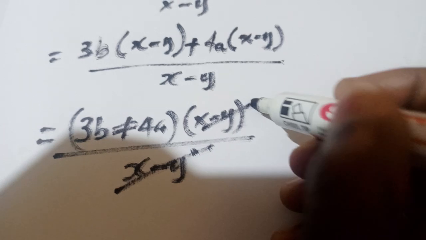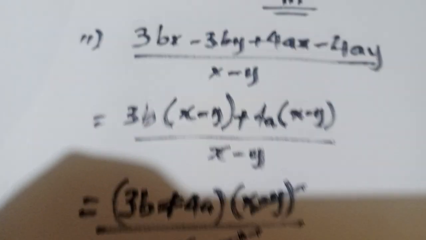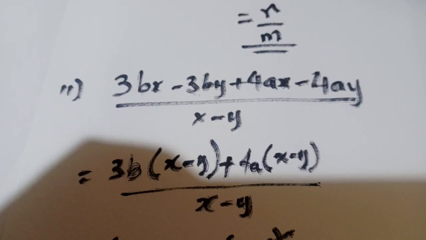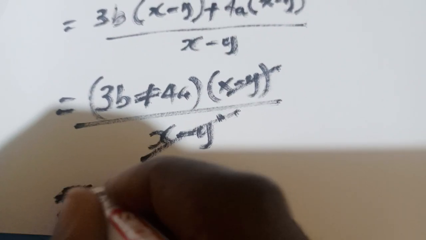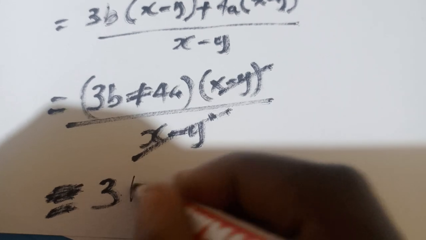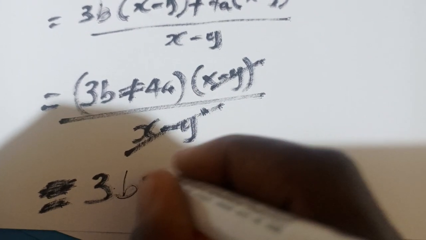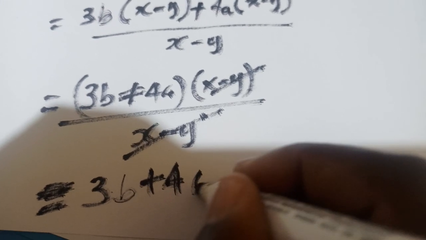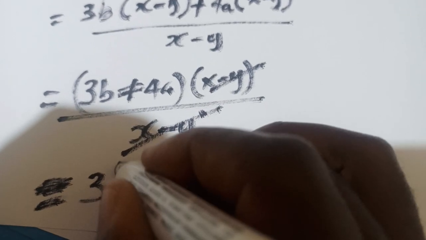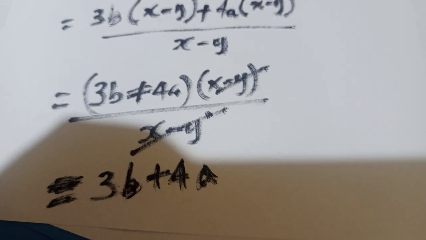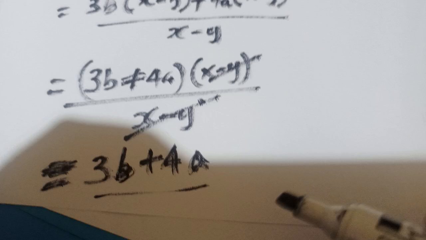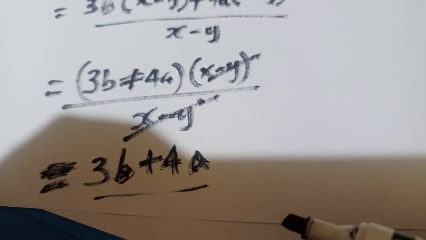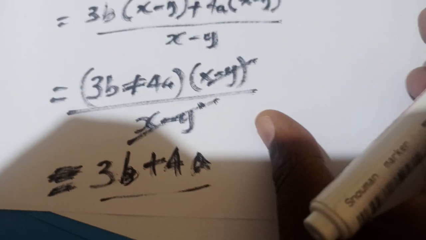So this cancels this, and the simplified form of our algebraic expression becomes 3b plus 4a. I hope you get this clearly. Sorry, my pen is not very clear, but the message is clear there. So this is the factorized form of that expression. I hope this was clear to you.